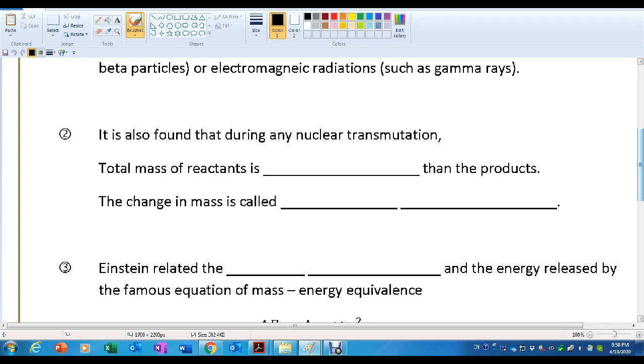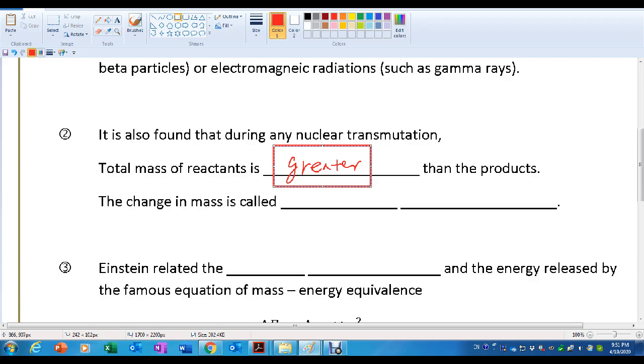the total mass of the reactant is, you need to think about this, bigger than or smaller than the products? The answer is greater. That's a very important point, so I need to highlight: the mass of the reactant is always greater than that of the products.